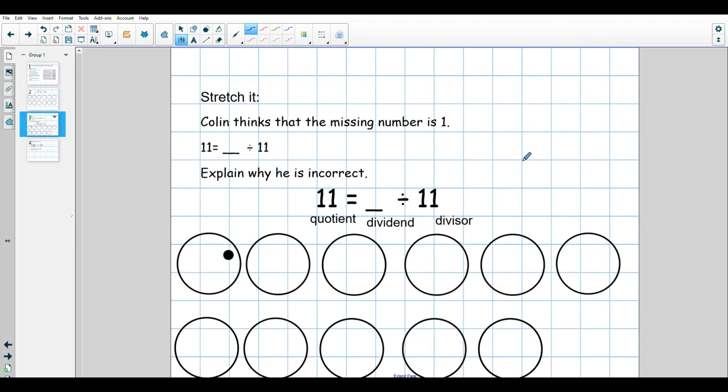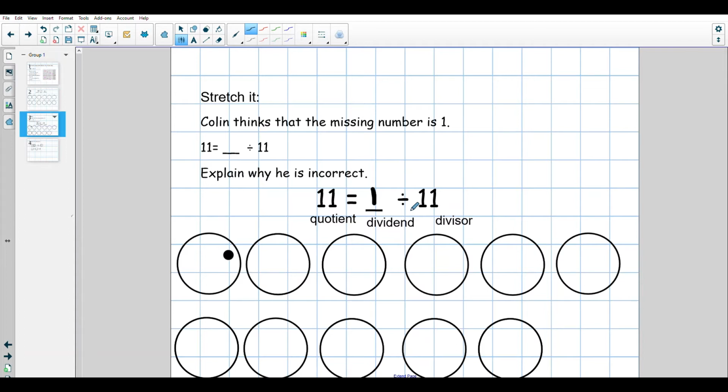When you come to the stretch, it says Colin thinks that the missing number is 1: 11 equals something divided by 11. It says explain why this is incorrect. This is that really important bit where I said the dividend must always be the biggest number. So 11, our quotient, equals apparently 1 divided by 11. And this is why he is incorrect.